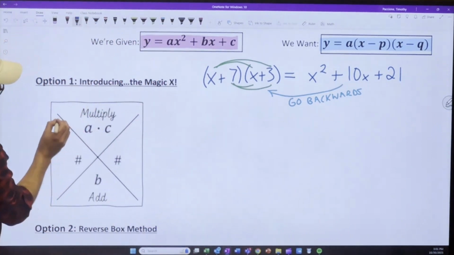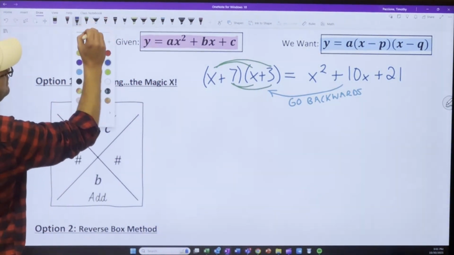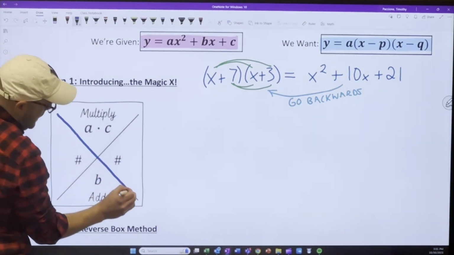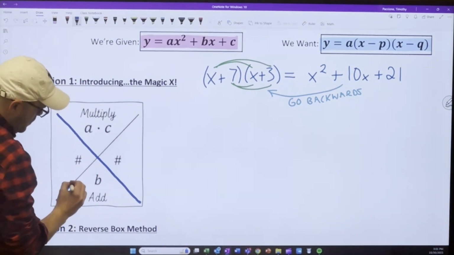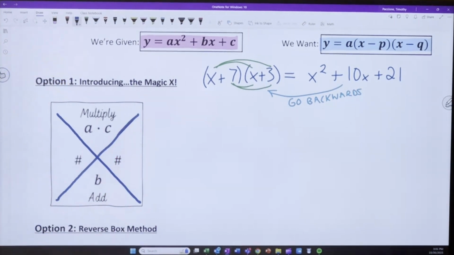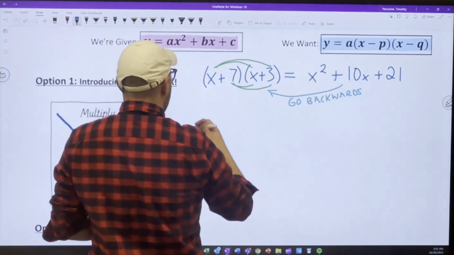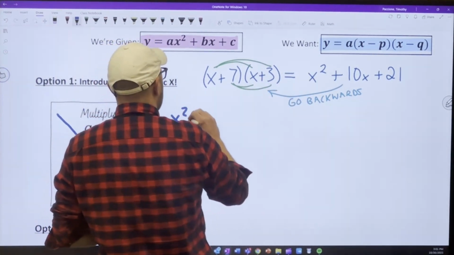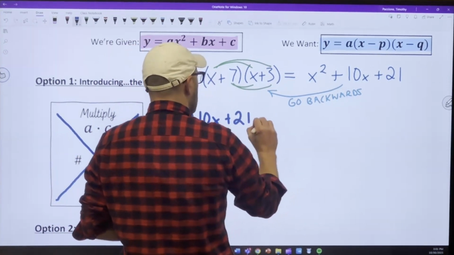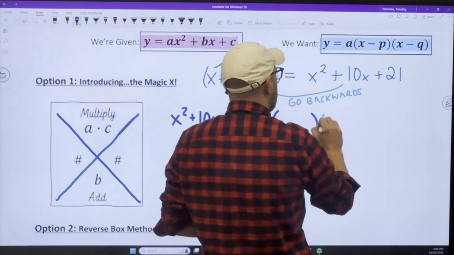I like to call it the magic X. You might hear it called a diamond puzzle in other classes. I think magic X is more fun because it's quite magical. This magic X. So what you do to go this way, right? Like let's say I started out with x squared plus 10x plus 21, and I wanted to know what does that equal in terms of intercept form.